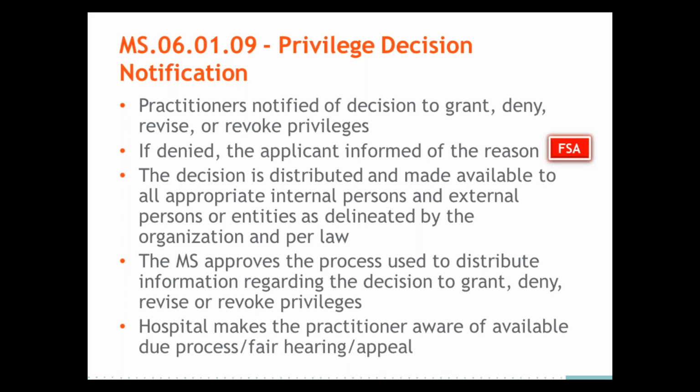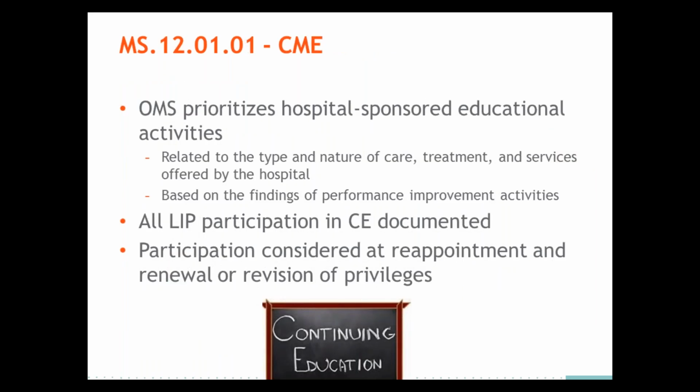Whatever process you have for that distribution, the medical staff has to approve it. So you typically have a hospital process that says these are the people that are going to be notified when somebody is granted privileges or has a privilege change. Then the medical staff needs to approve that process. And also when somebody is denied, if there's any availability of due process, hearing, appeal, and so forth, then the hospital has to make that practitioner aware of that being available to them.